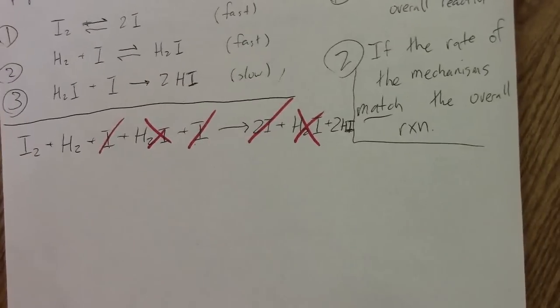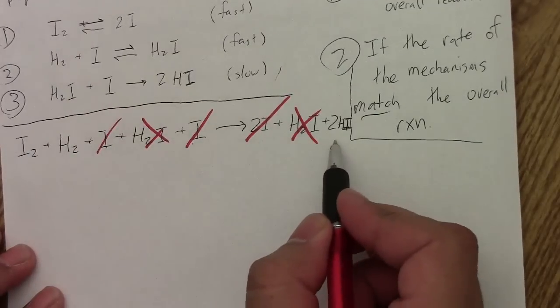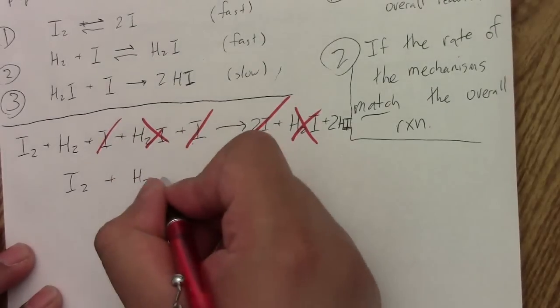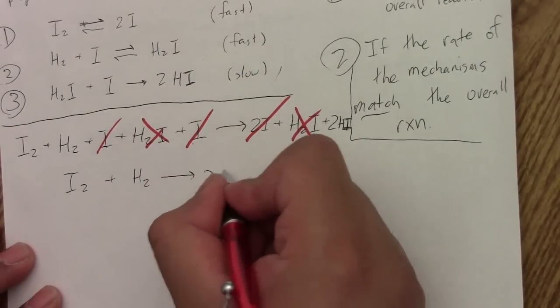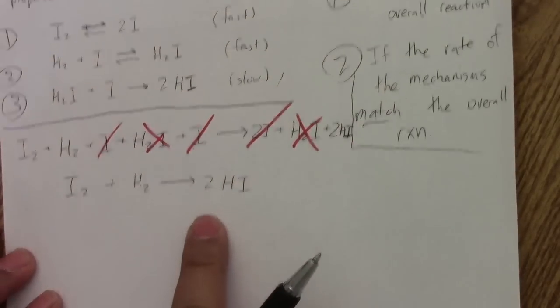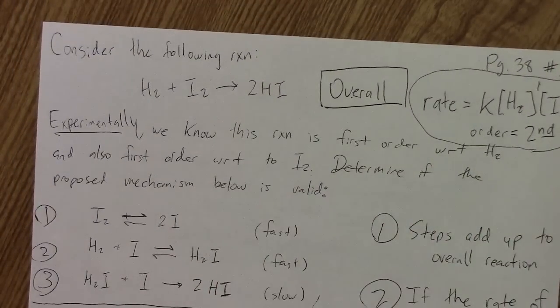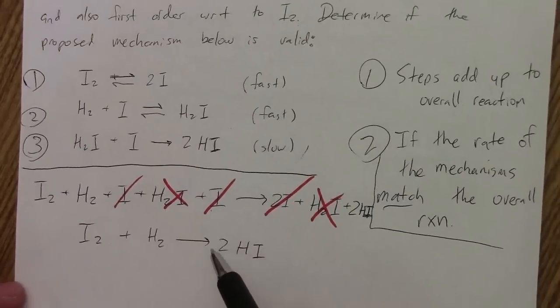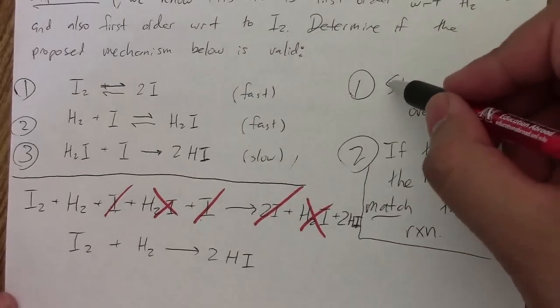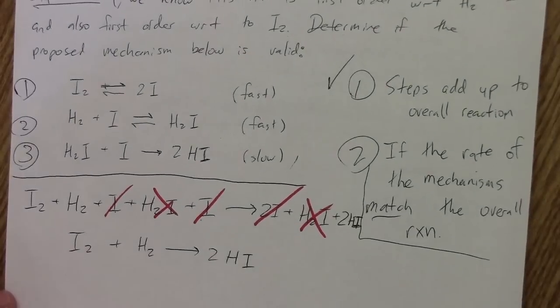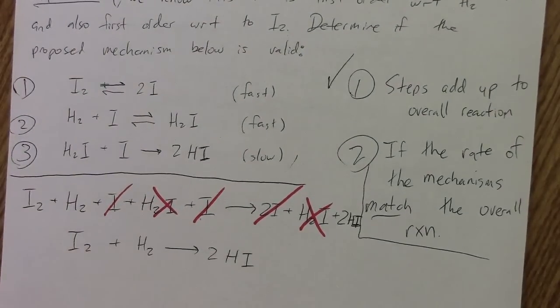So what do we have left over? We have I2, H2, and 2HI. Okay, I2 plus H2 going to 2HI. That's all that's left over, and hey, that's great. That's the same thing as our overall reaction. So this entire problem may yet match our desired reaction. All right, so we can go to our number 1 over here and say, yes, we did it. We have satisfied one of the 2 steps.